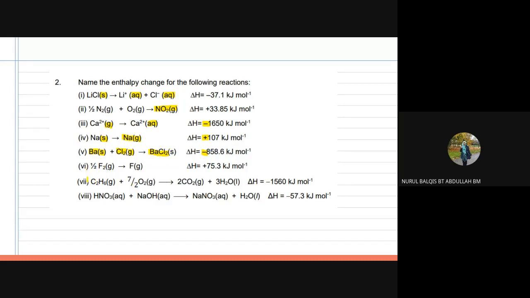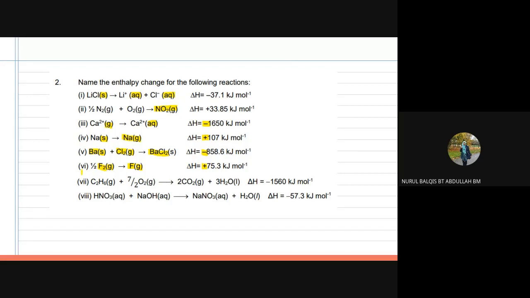What about the F2 to become F? Enthalpy of atomization. Okay, enthalpy of atomization. First, you look at the positive delta H, and then you have 1 mole of gaseous atoms formed from their most stable states. The element is F2, but we balance it with a half.